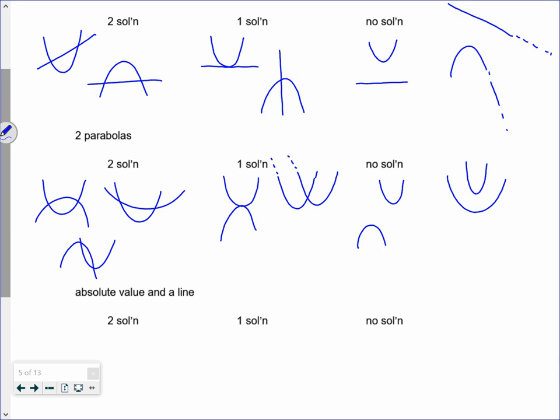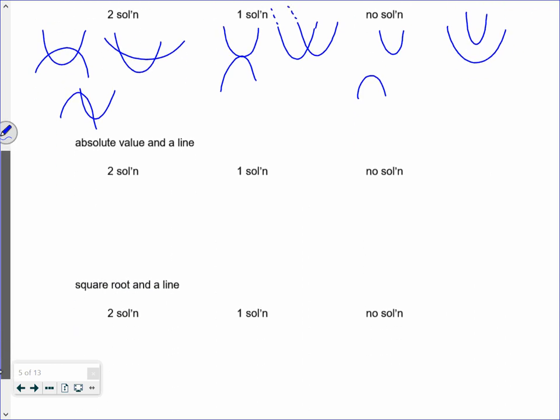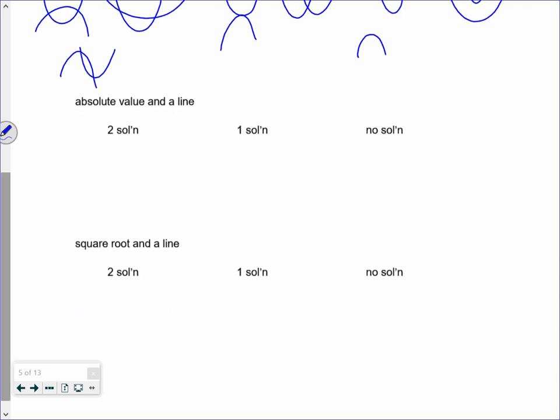Okay? What I'd really like you to do is hit the pause button right now and see if you can draw me at least one sketch for each of these situations. Absolute value in a line. Don't do 2 absolute values. Do absolute value in a line and square root in a line. So you want an absolute value in a line. You want a square root in a line. So hit pause.